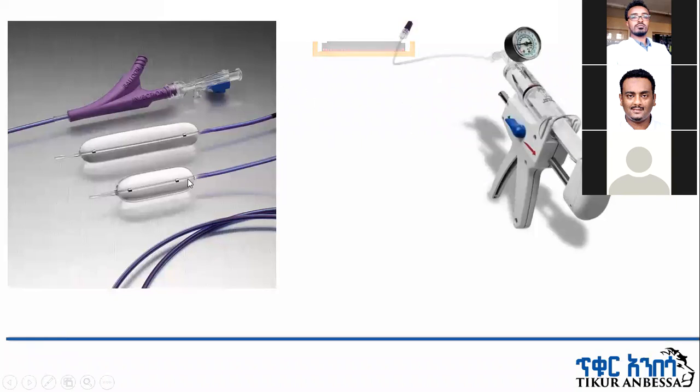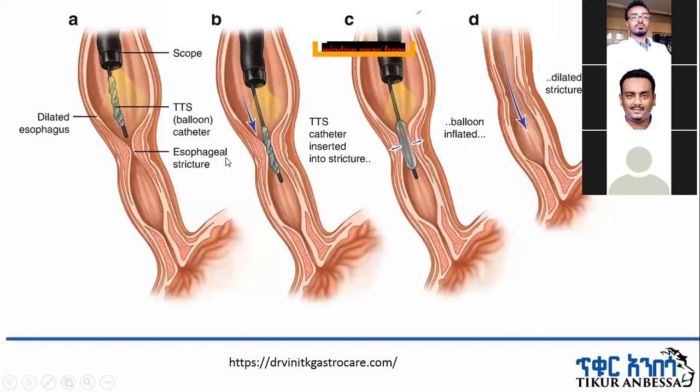Many of the residents might have seen this being done. You start with a smaller balloon and gradually increase the size, and this is how you apply the inflation. This is the inflator. You can see the pressure here, it looks like a BP cuff, the BP pressure reader, and then the balloon is subsequently inflated. This is a pictorial representation of what's being done.